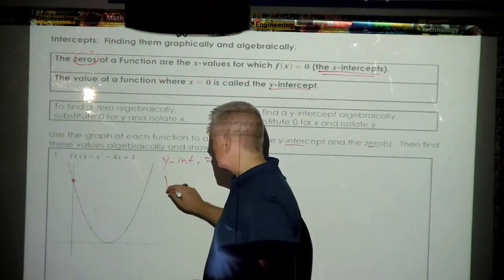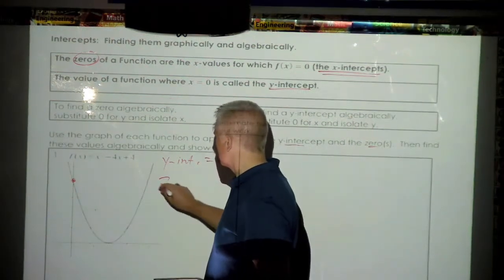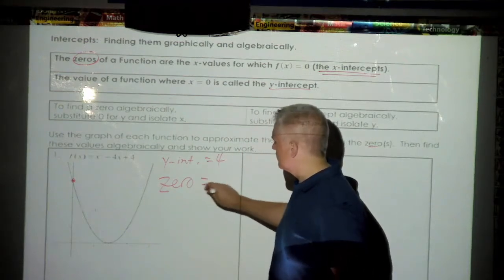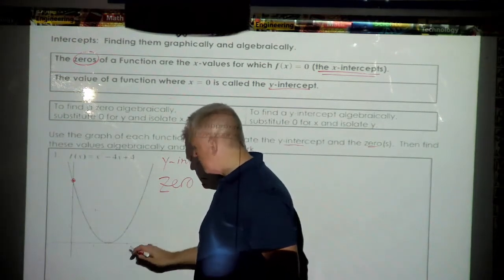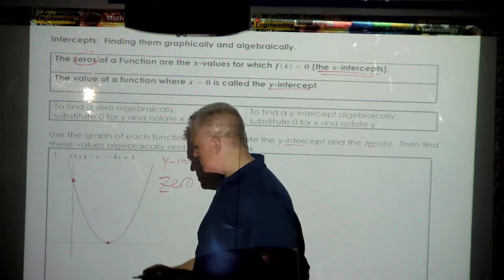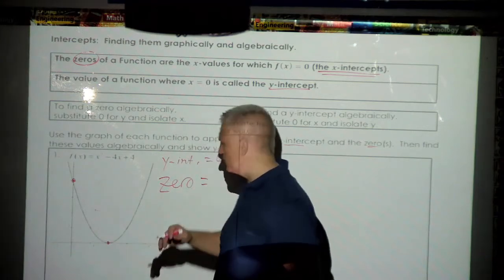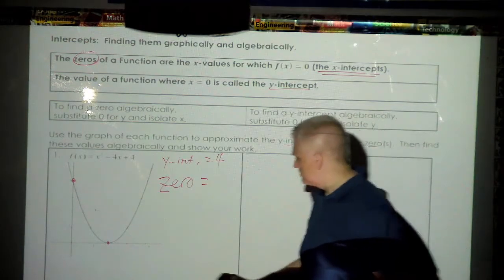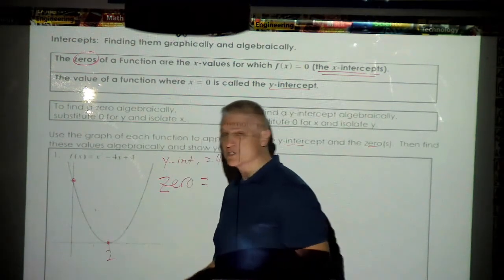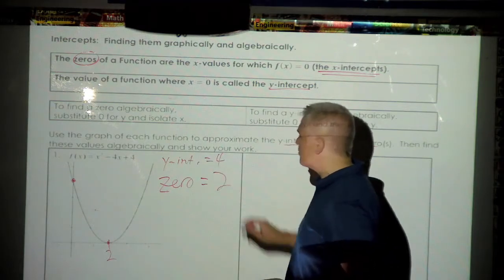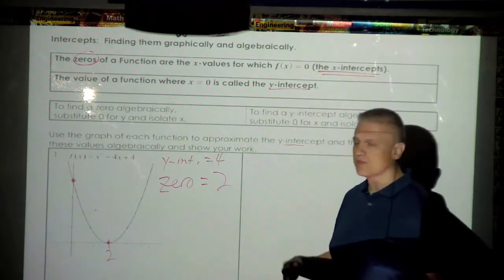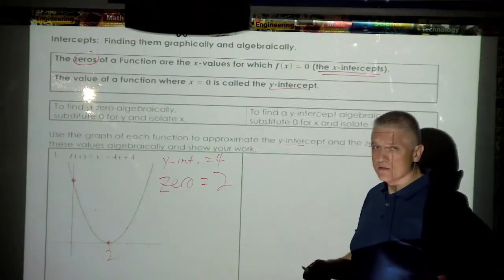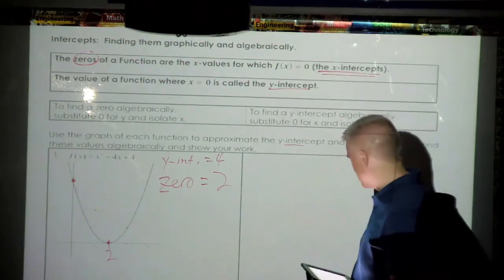My X-intercepts, or my zeros, we'll call them zeros. Where is the 0 at? There's one 0. It just touches. We actually say it bounces off or kisses the x-axis at 2. It looks like it's right at 2, so I think there's an x-intercept, or a 0, at 2, and a y-intercept at 4. Let's see algebraically if my estimations are correct.